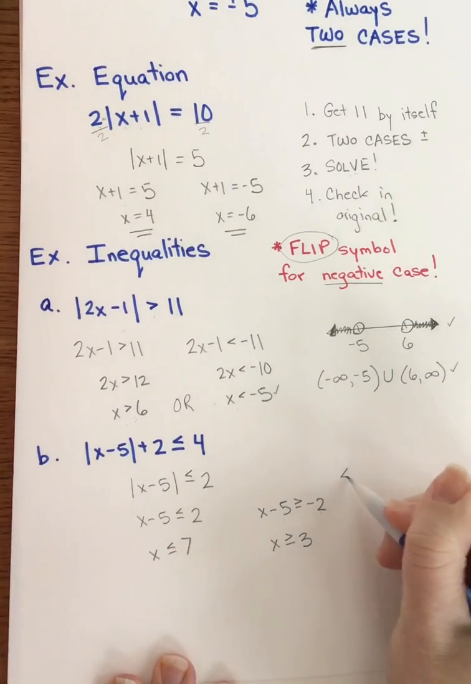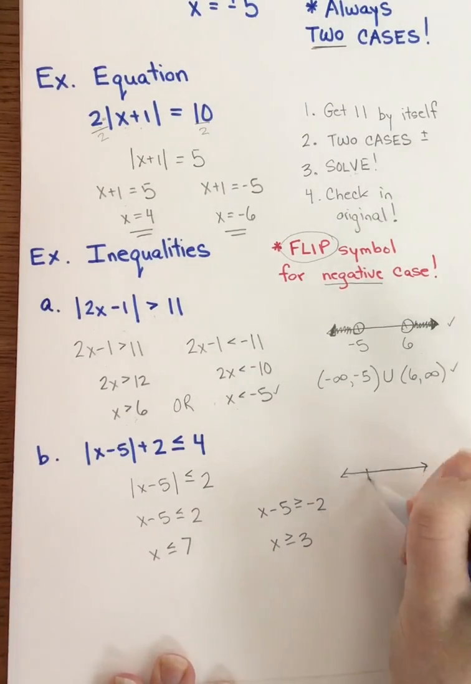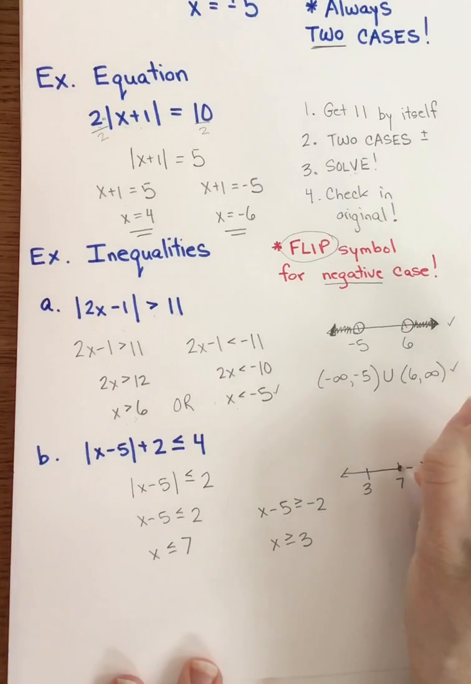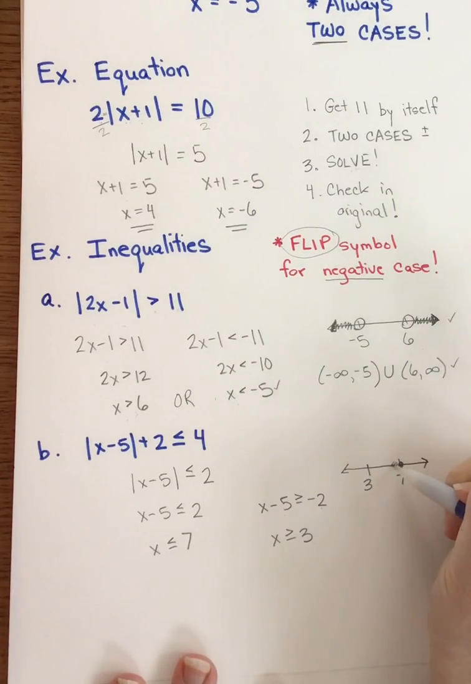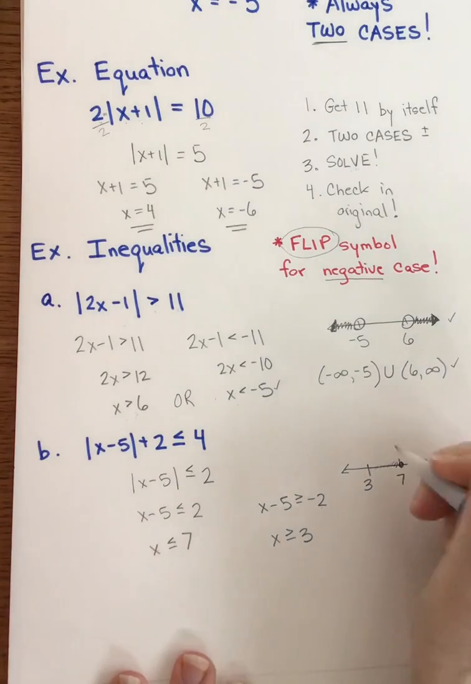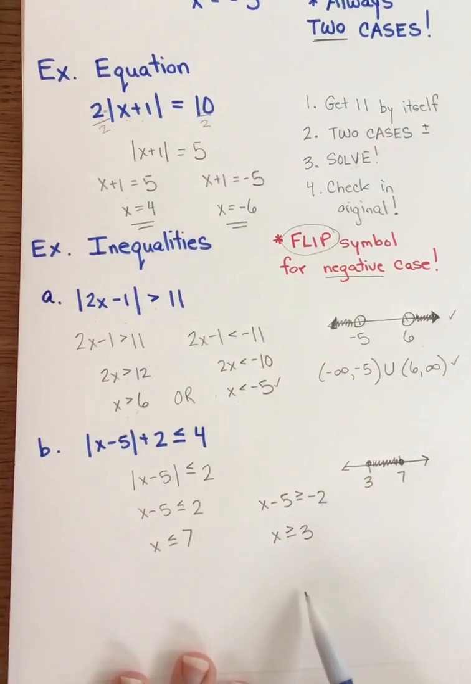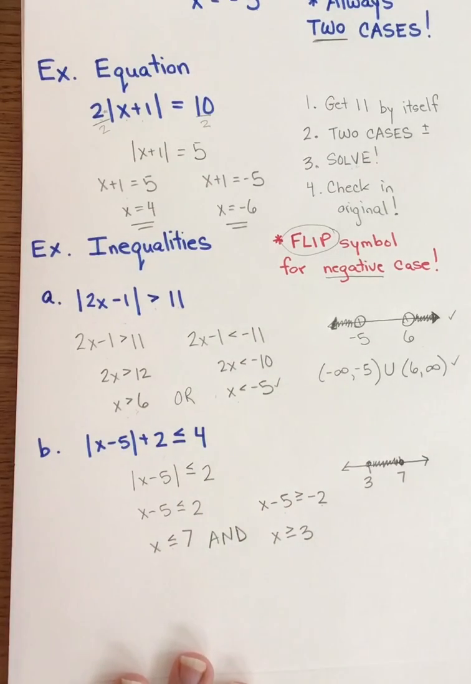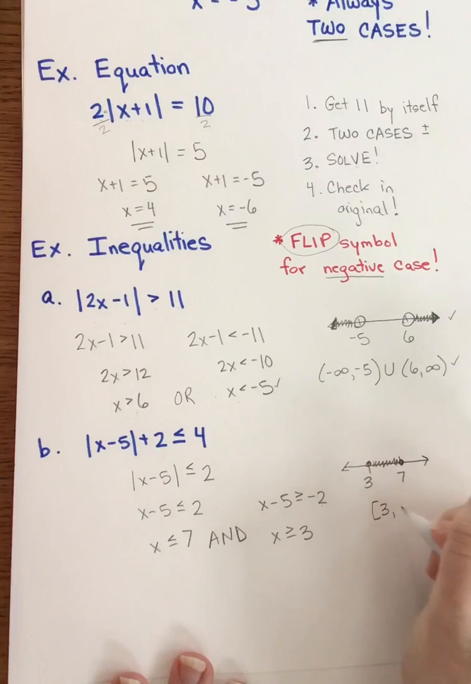And now again, I want to investigate on my number line. So I have a 3 and a 7. X less than or equal to 7. So that would be a closed circle. Less than would be shaded to the left. X greater than or equal to 3. Closed circle, shaded to the right. So in this case, my final answer is an AND statement. They are both true. And if I wanted interval notation, I would start at 3. I can include the 3. And I'd go to the 7.